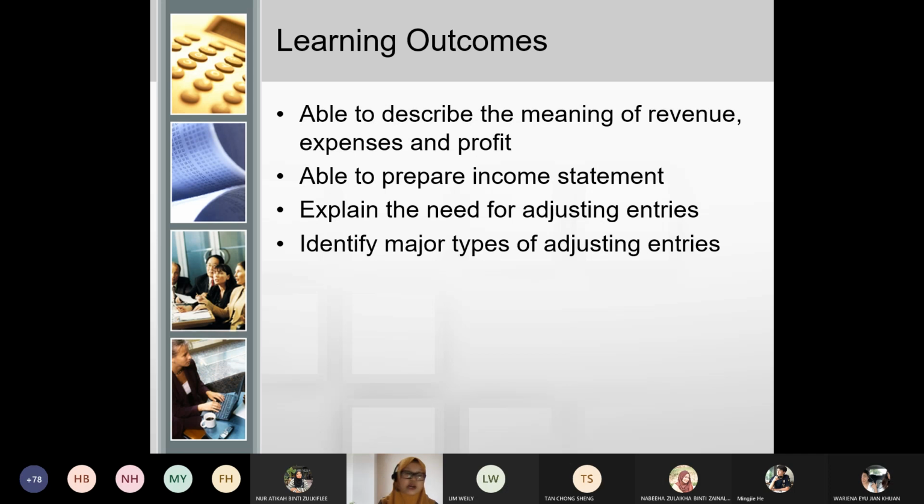We adjust all the accruals and all the prepayments, and also we do any estimates such as provision for doubtful debt and depreciation. So we do all those estimates at the end of the year. Those are the major types of adjusting entries, like I mentioned just now: the accruals, prepayments, and also the estimates.